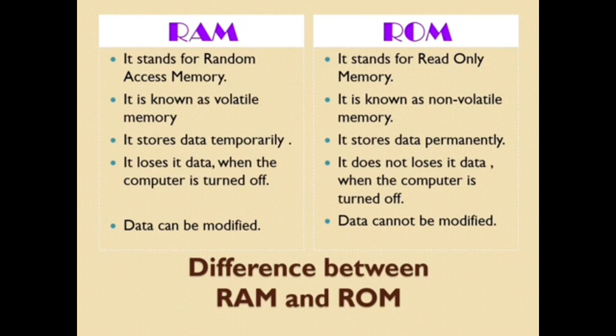But in a ROM it is not deleted because it is already stored, and I said it is a permanent memory. So here data can be modified, here data cannot be modified. So you have 5 points. First one, RAM stands for random access memory and it is a volatile memory. Data can be stored temporarily. When you turn off your computer without saving your file, the file is deleted and data can be modified.